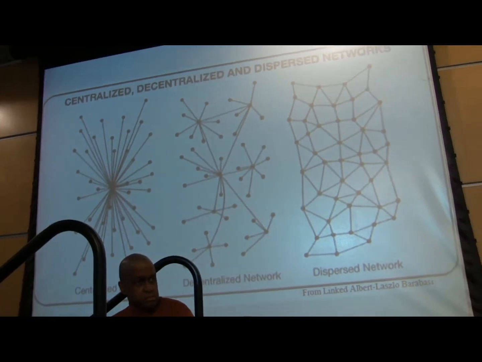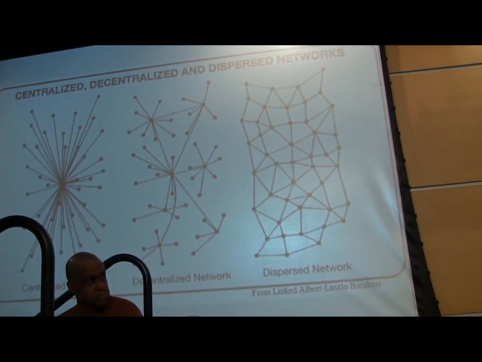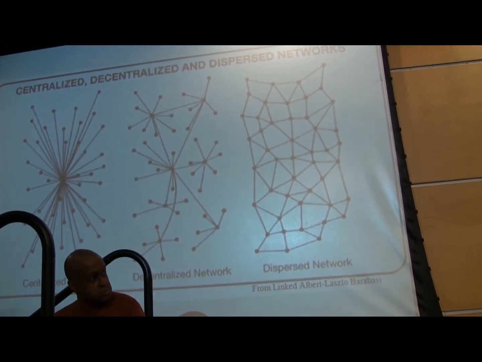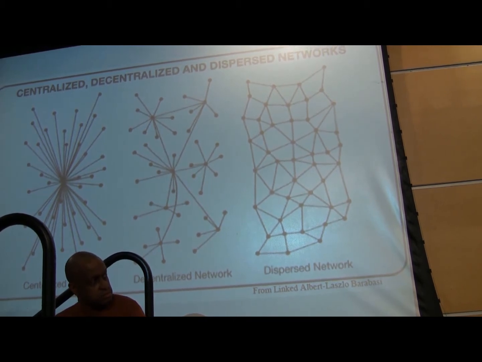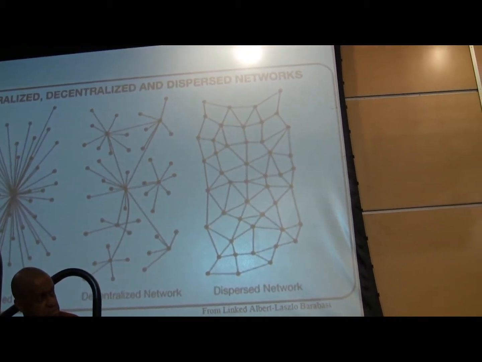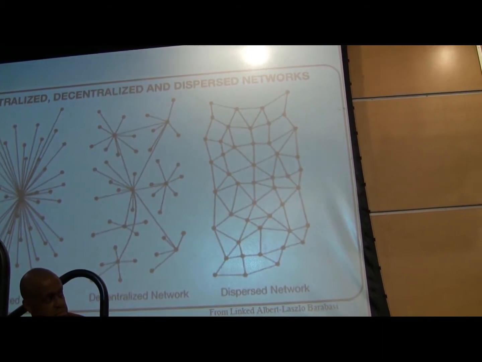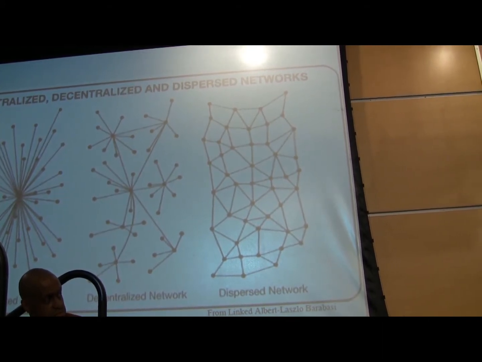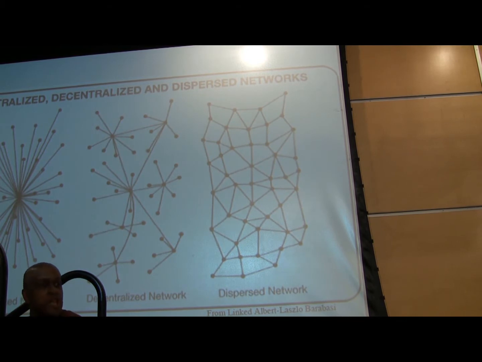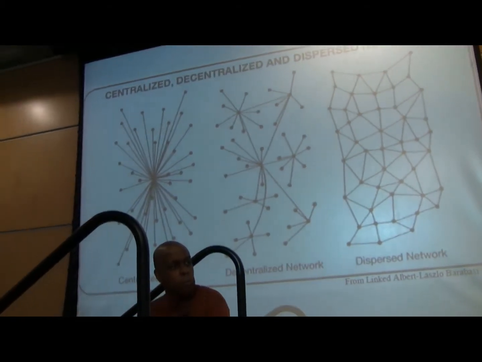The last one is called a dispersed or distributed network. And that's totally flat. Everything's equal, everything's connected. And so the nice thing about that is that everyone can help make decisions and so on. On the other hand, it's harder to organize. It's not like the first one where just one person is like, let's all do that.